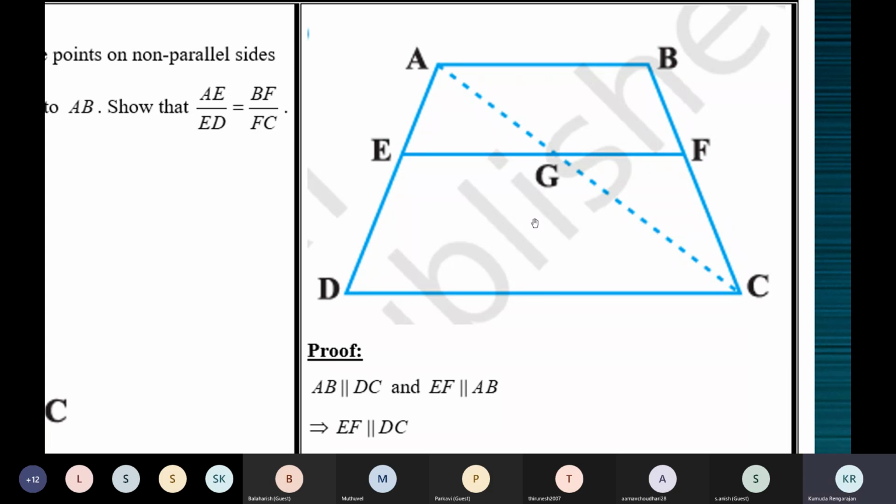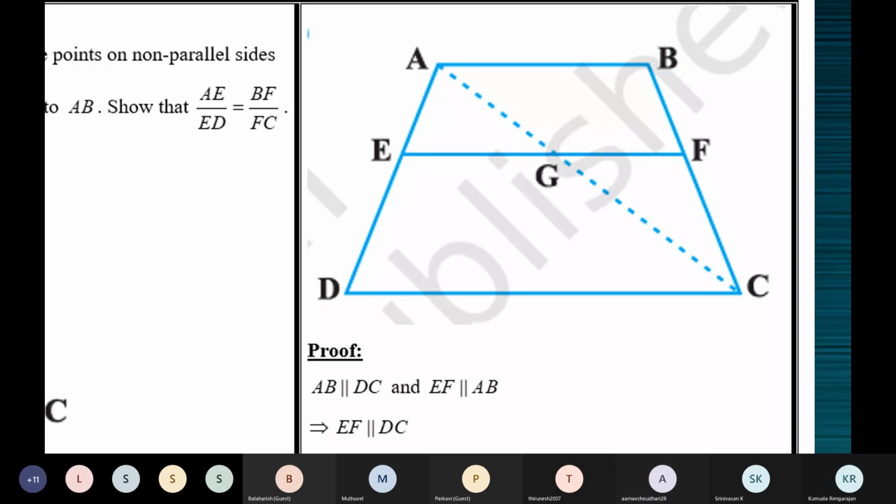Which is the other triangle which you can take up and apply BPT? Ma'am, BCD. Where is the triangle BCD? Ma'am, ADC. Arnav. Yes. In triangle ADC, which are the lines parallel?